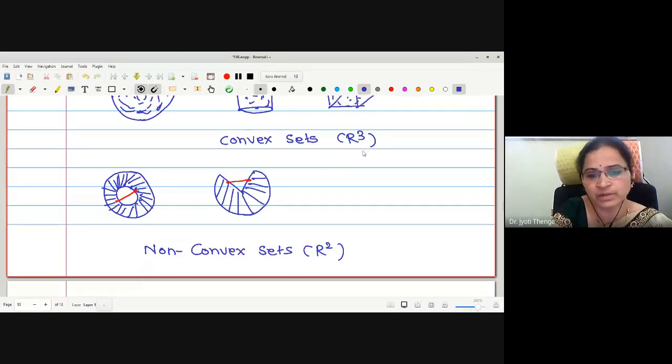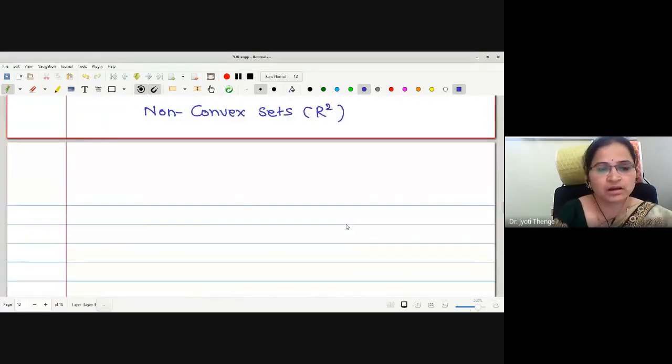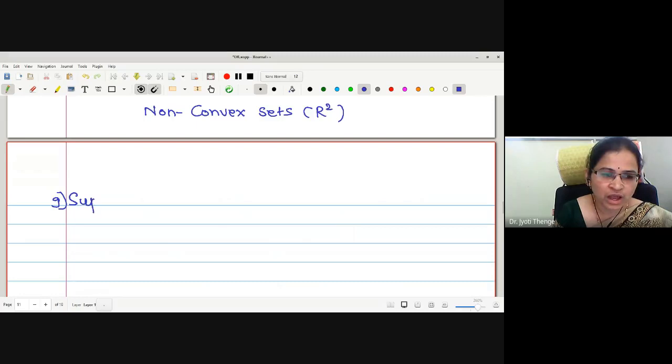Okay. Now coming to the next definition, supporting hyperplane. It was definition 8, now I will write 9. Supporting hyperplane.